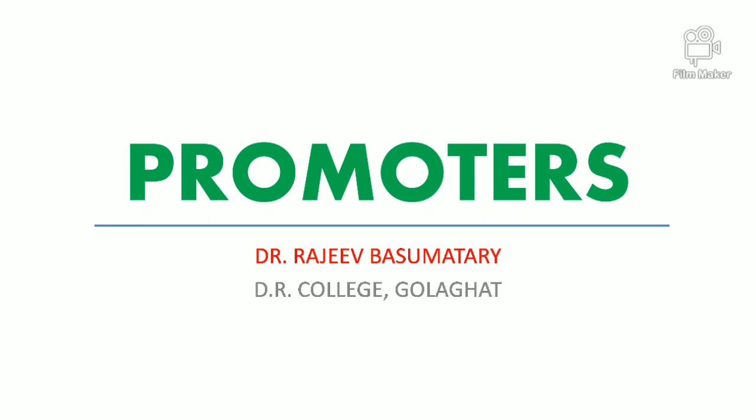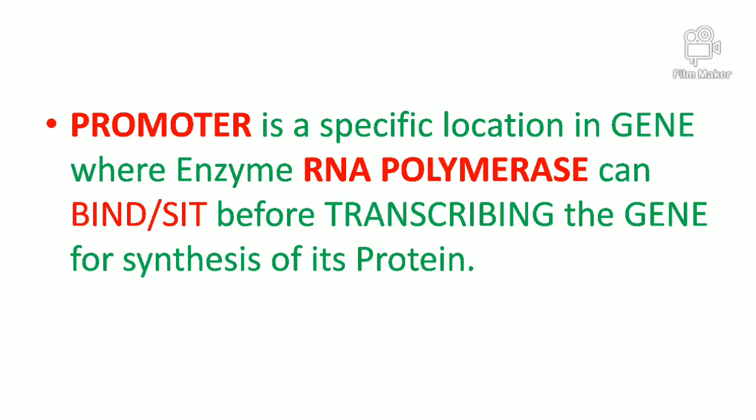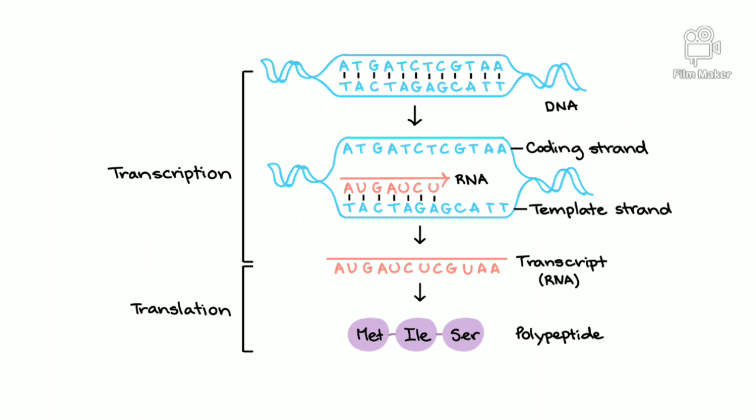Okay, let's start. A promoter is a specific location in a gene where the enzyme RNA polymerase can bind or sit before transcribing the gene for the synthesis of protein. For protein synthesis, there are two main processes, transcription and translation. During transcription, the DNA sequence in the gene is first copied as an mRNA molecule, and in the next step, from this mRNA, the amino acids are translated, or the polypeptide chain is formed, which later forms into protein.